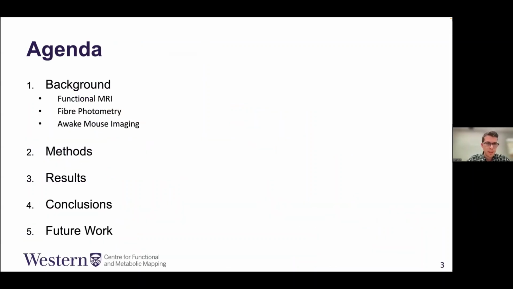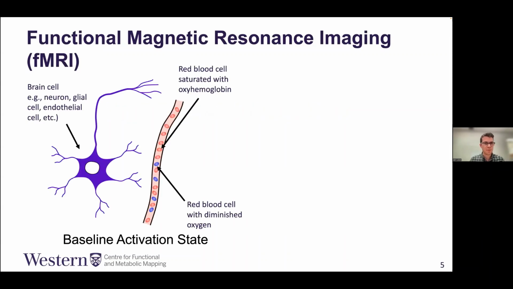So to start off with a quick agenda, we'll first be talking about some background information on functional MRI, then fiber photometry and awake imaging. Then we'll get into the methods, results, conclusions, and future work. So starting out with the background information.